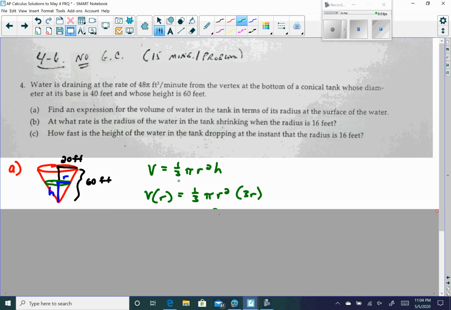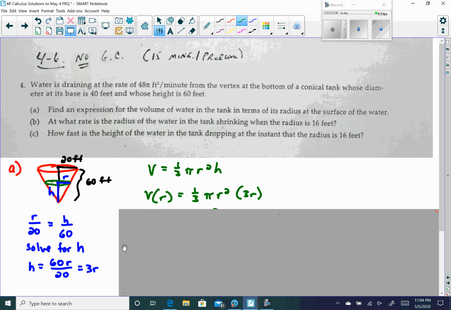Well, since volume is equal to 1/3 pi r squared times h, I need to replace the h with something in terms of r. So this is where our picture helps out. This is where we're going to set up a proportion, because it's like we have a smaller cone within the larger cone. So in doing that, I just say that r over 20 is equal to h over 60.